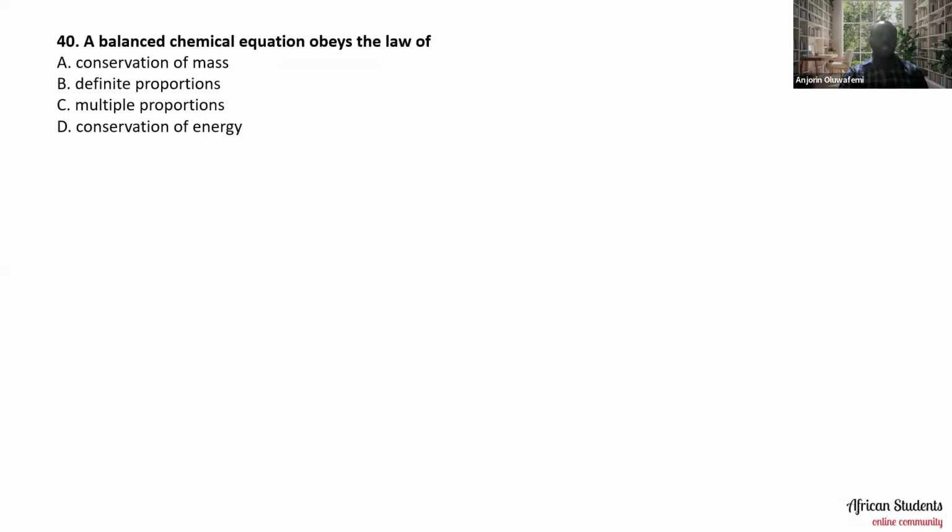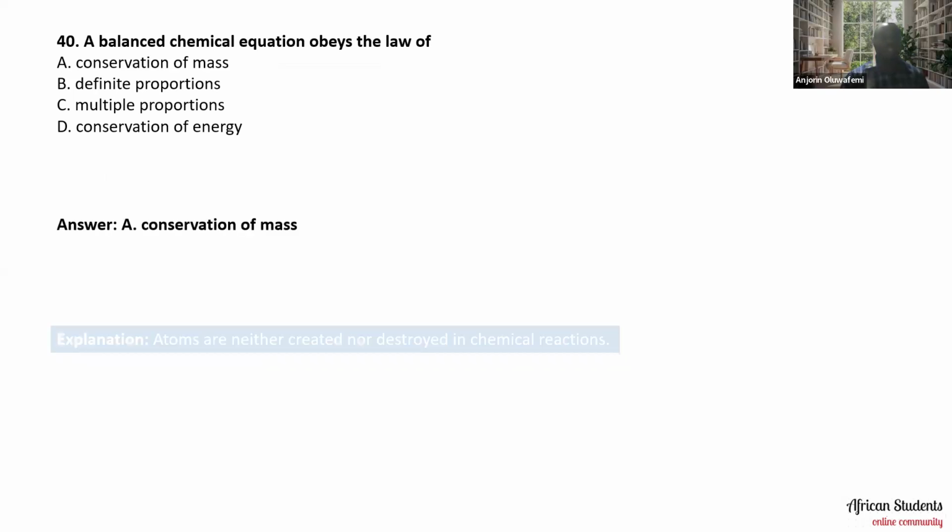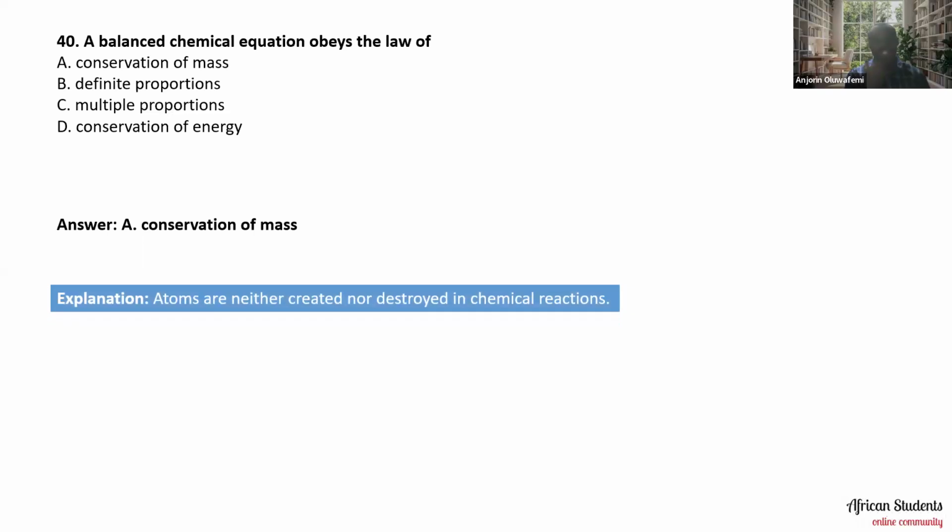Okay. All right. A balanced chemical equation obeys the law of what now? Is it conservation of mass, definite proportion, multiple proportion, or conservation of energy? The answer here is A, law of conservation of mass. Why is that? Because it is said in that law that atoms are neither created nor destroyed in chemical reactions.